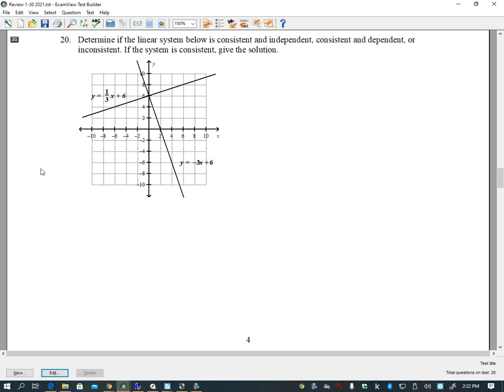Number 20. If the linear system below is consistent and independent, determine if it's consistent and independent, consistent and dependent, or inconsistent. If the system is consistent, give the solution. All right, well, we should already know that it's consistent, correct? Because it says if the system is consistent, give the solution. There's only a solution when they cross. So we know it's consistent, right? In fact, that only eliminates that right there.